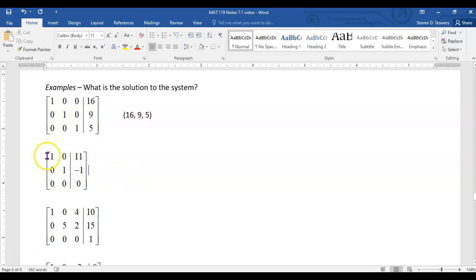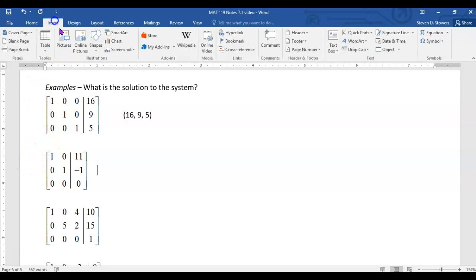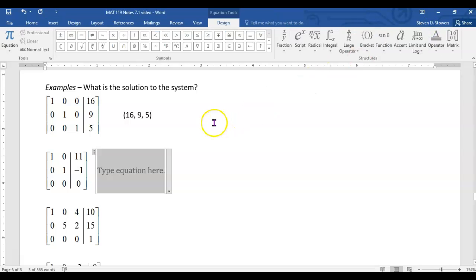Okay, what about this matrix? 1, 0, 11, 0, 1, negative 1, 0, 0, 0. Notice that there are only 2 columns for variables. So this would have been if you started out with a system that had 3 equations, but those 3 equations only involved the 2 variables x and y. So the way it is now, the first equation, or the first row of the matrix, corresponds to the equation 1x plus 0y equals 11. So that's telling you that x has to be 11.